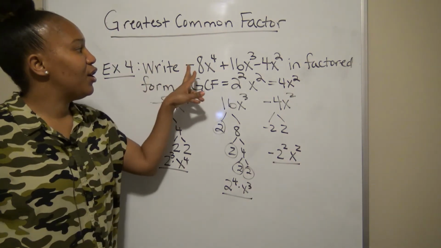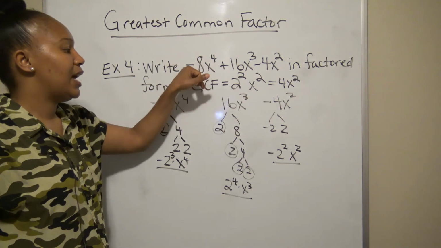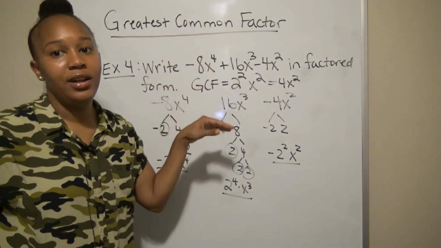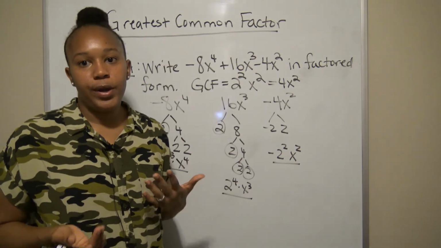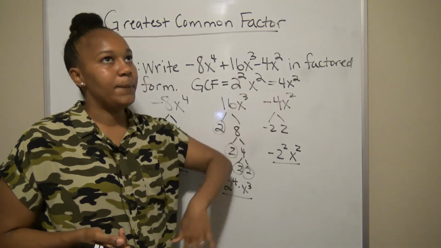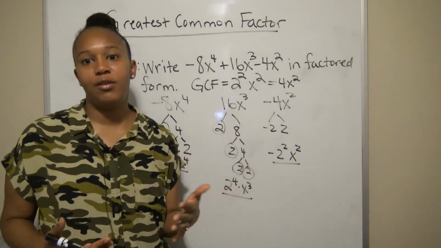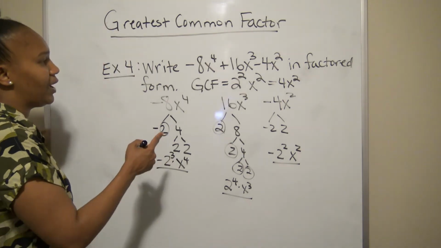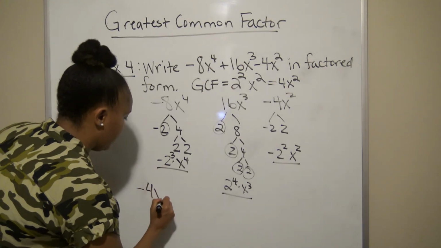Now, even though your GCF is 4x squared, anytime your first term is negative, you're going to want to factor out the negative of that GCF. It's still correct if you don't factor out the negative, but the standard rule is to factor out the negative because you typically want that first term to be positive. So instead of factoring out just the 4x squared, we're going to factor out a negative 4x squared.